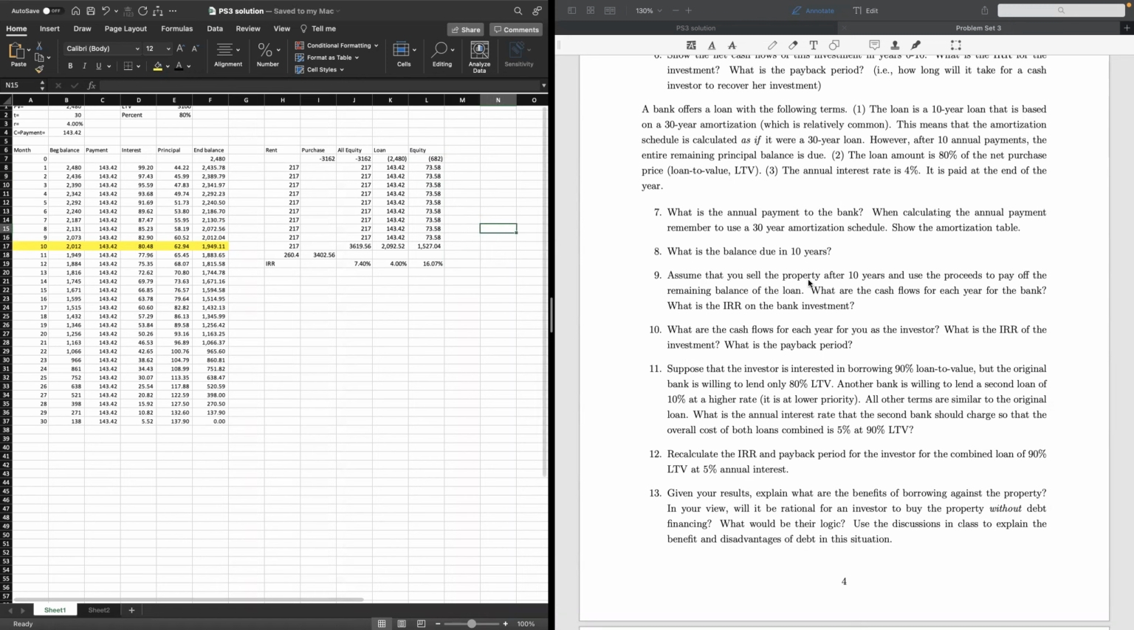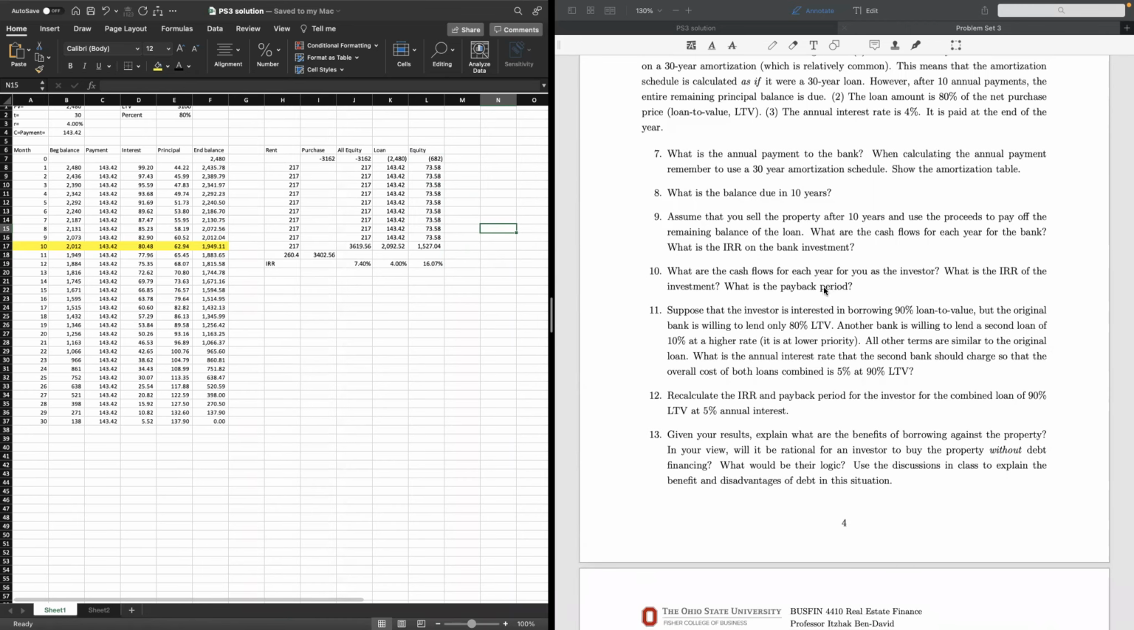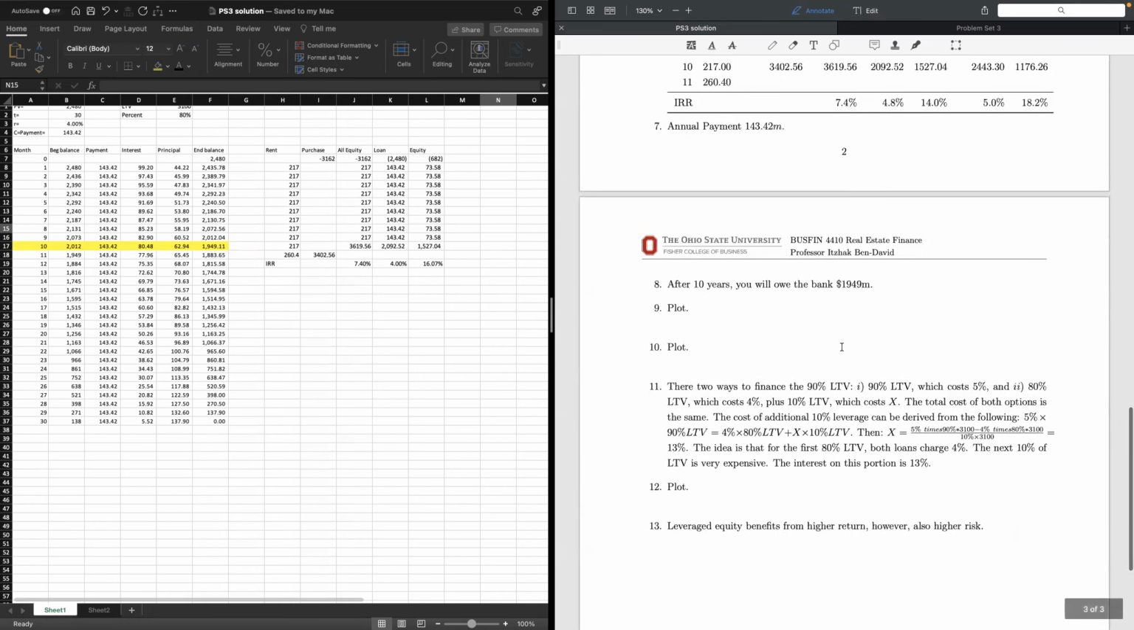This is problem 10. Problem 11 tests your understanding of the shape of the interest rate. I will just tell you the answer, and it's better for you to think more and understand what's going on. So here is the answer.